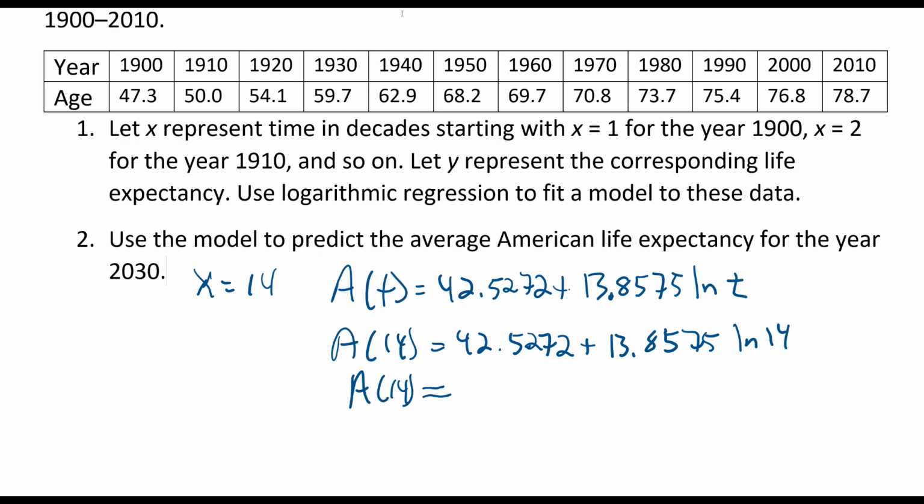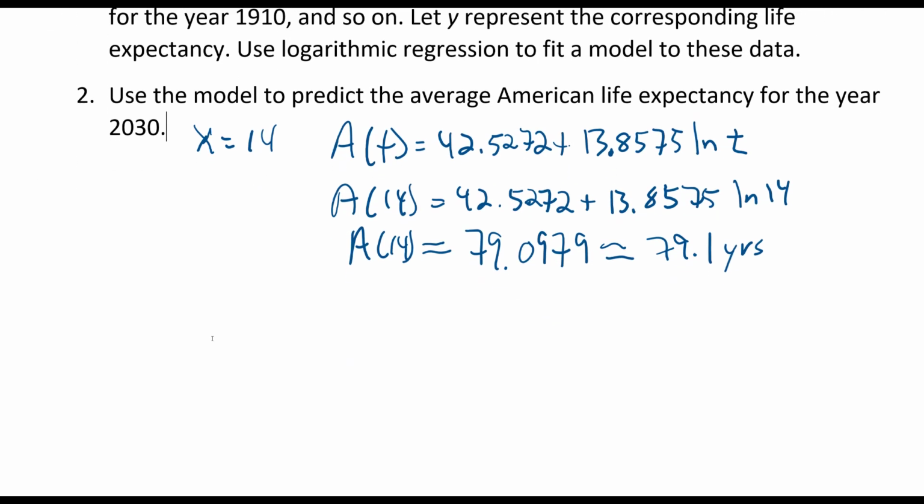What is the life expectancy in the year 2030? And I come up with 79.0979. That's actually an approximation because it goes on forever, so we'd say 79.1 years. Okay, that's doing the logarithmic regression.